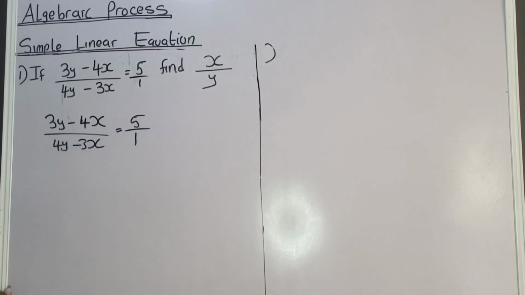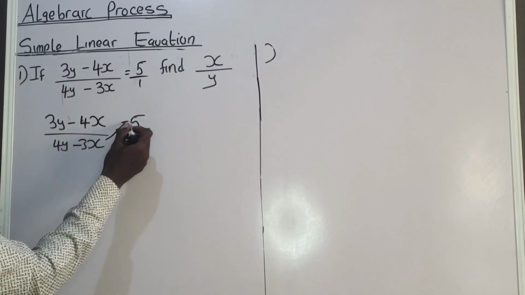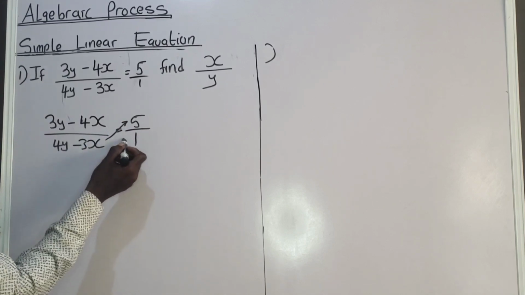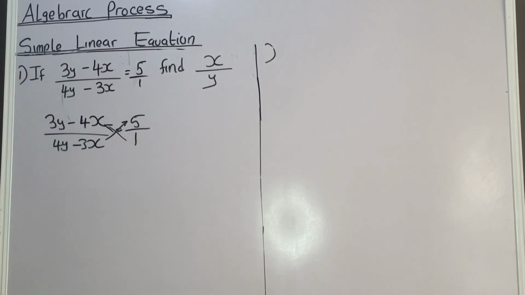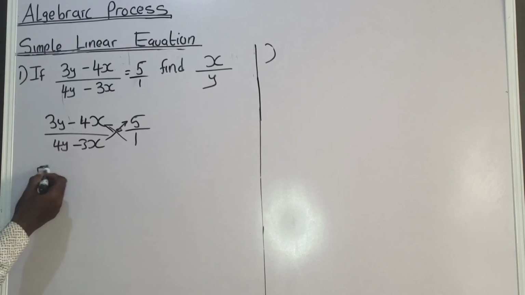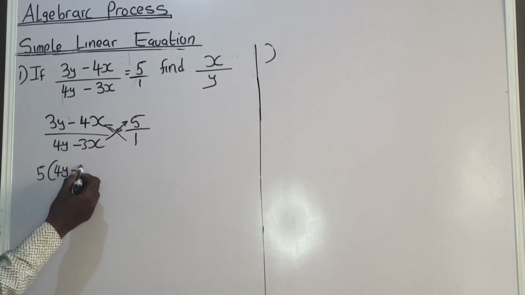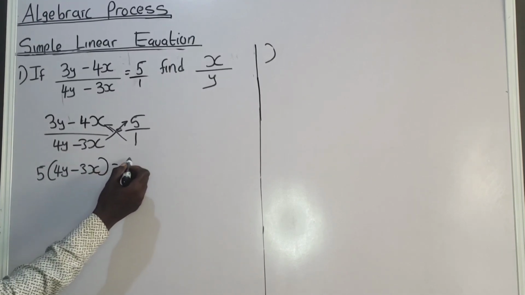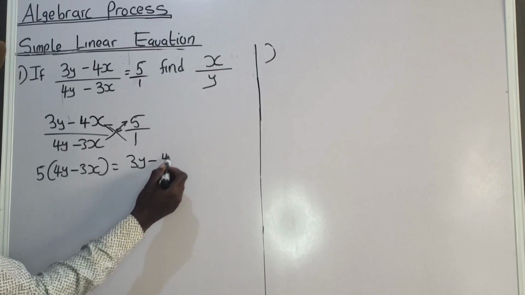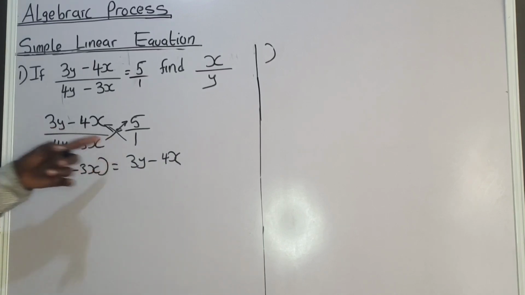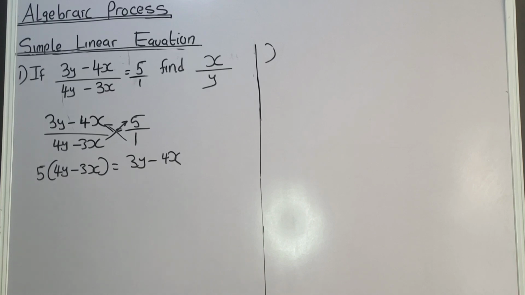Now, taking the cross product, this (4y minus 3x) will multiply 5 and 1 will multiply (3y minus 4x). So I'm going to have 5 into bracket (4y minus 3x) is equal to (3y minus 4x), because if you take the product of 1 and (3y minus 4x), you are going to get (3y minus 4x). Do you understand? Okay? Now, let us open this bracket using 5.